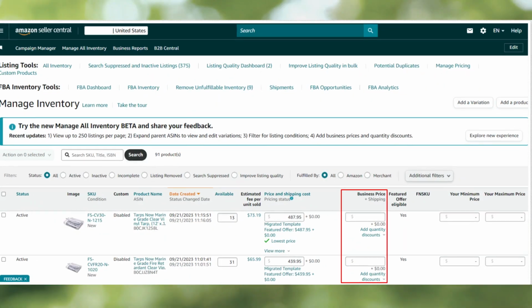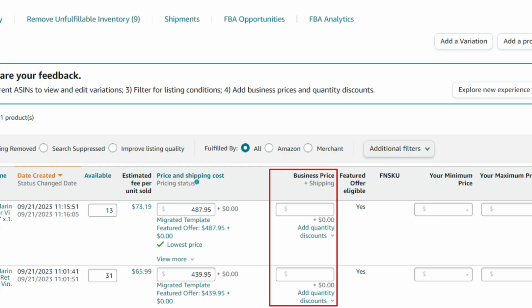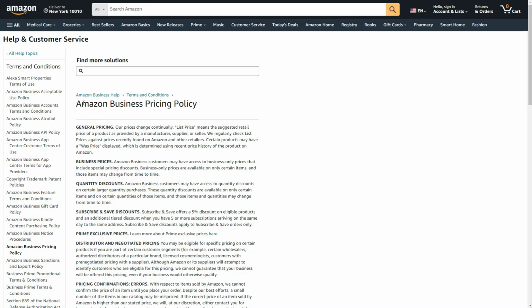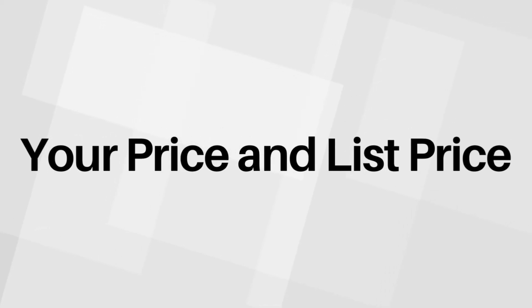Business price. In the Manage All Inventory section, you will find a column called Business Price. This is basically your B2B selling price, and Amazon has its own rules for that. Now on the screen, you can see Amazon's business pricing policy. I will give the link in the description and suggest you read it and follow the rules if it is applicable to you.